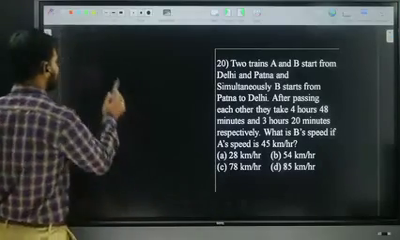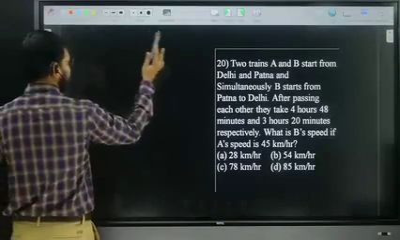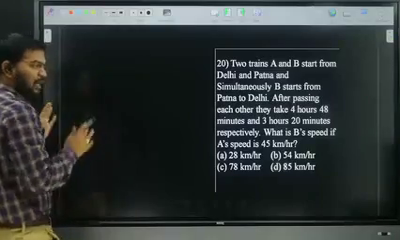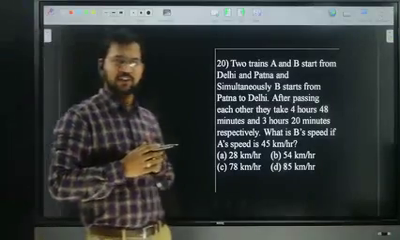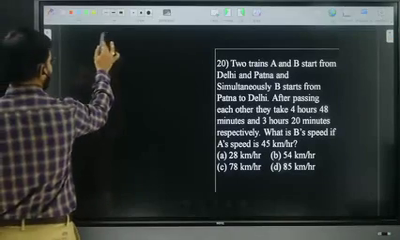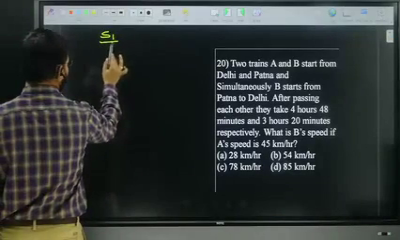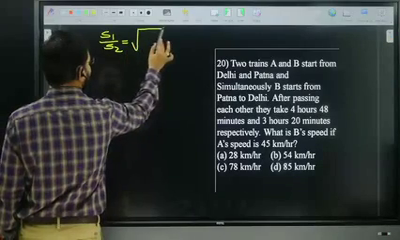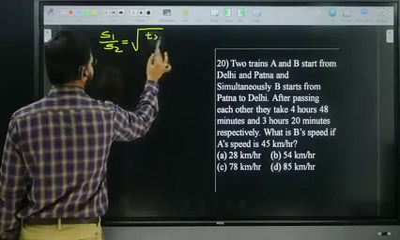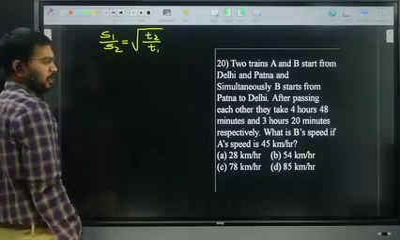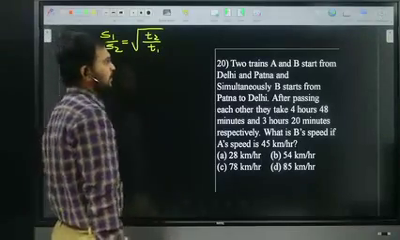So I already told the situation. Two trains start at two different places and travel towards each other. After passing each other, they take T1 and T2 seconds to reach their respective ends. In that case, S1 by S2 is equal to what? Square root of T2 by T1. I already explained this one.